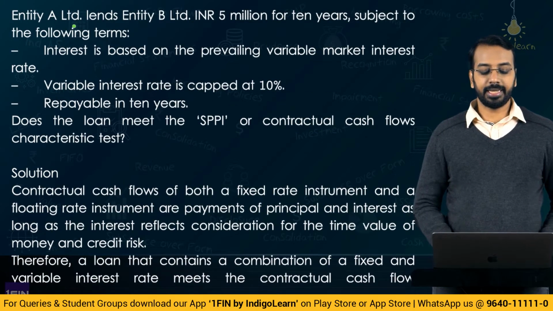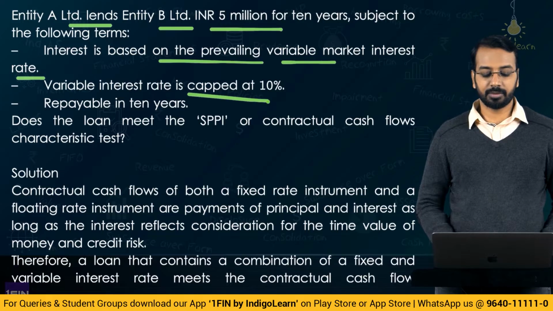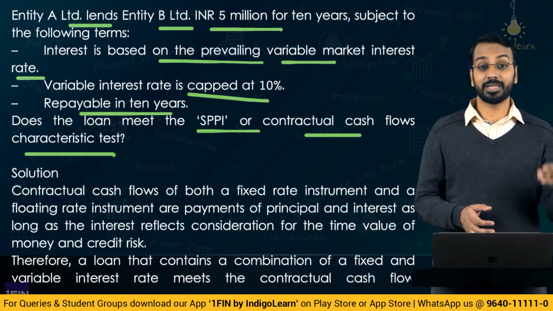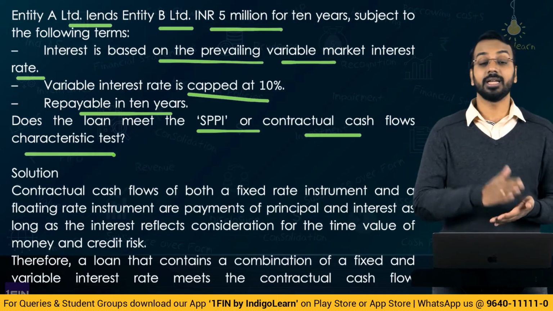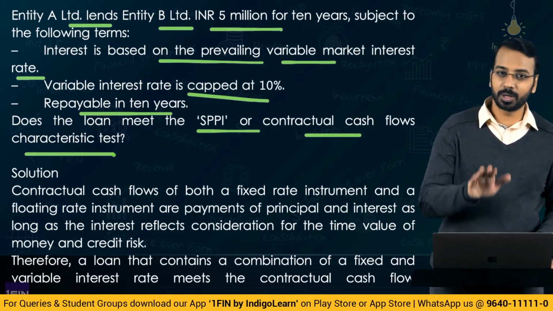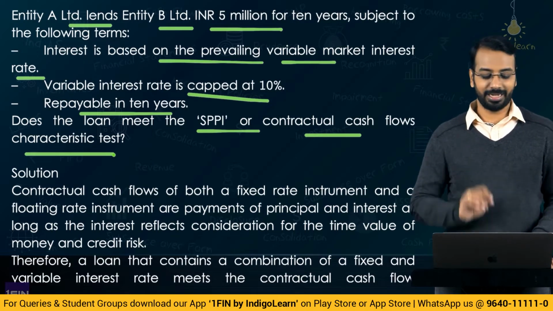Then entity A lends entity B 5 million for 10 years subject to the following terms. Interest is based on prevailing variable market interest rate. The variable interest rate is capped at 10%, repayable in 10 years. Does the loan meet the SPPI or contractual cash flow characteristic test? So now again here there is a loan and the interest on that loan is variable. Now we have understood that the interest on a loan can be a variable interest payment. So this will satisfy the criteria of solely payment of principal and interest.